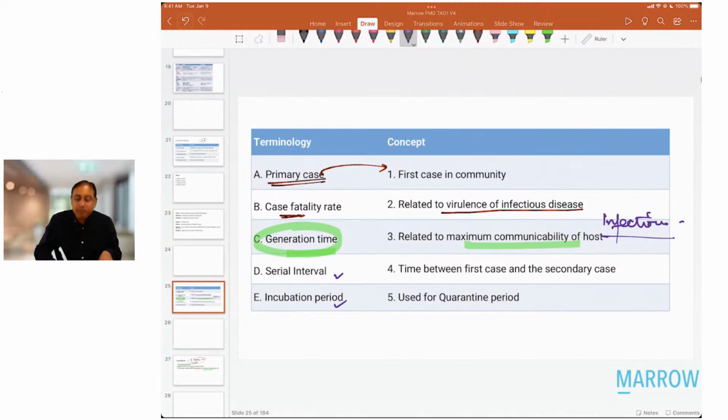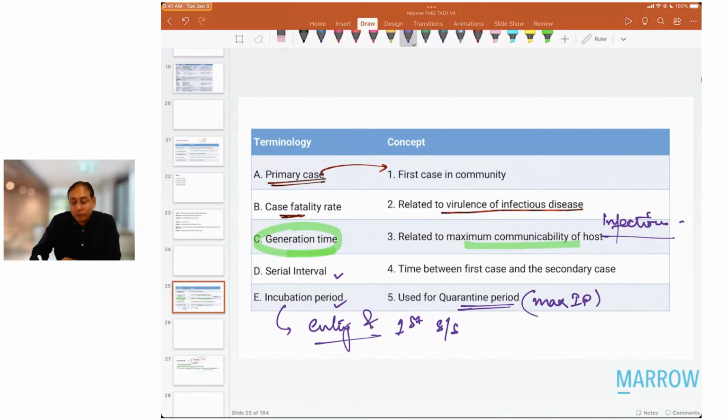What is incubation period? Incubation period is the time between the entry of organism and the first sign and symptom. It is used for quarantine periods. That is what incubation period is. It is used for quarantine. Quarantine क्या होता है? Quarantine is done for healthy people and it is done for maximum incubation period.